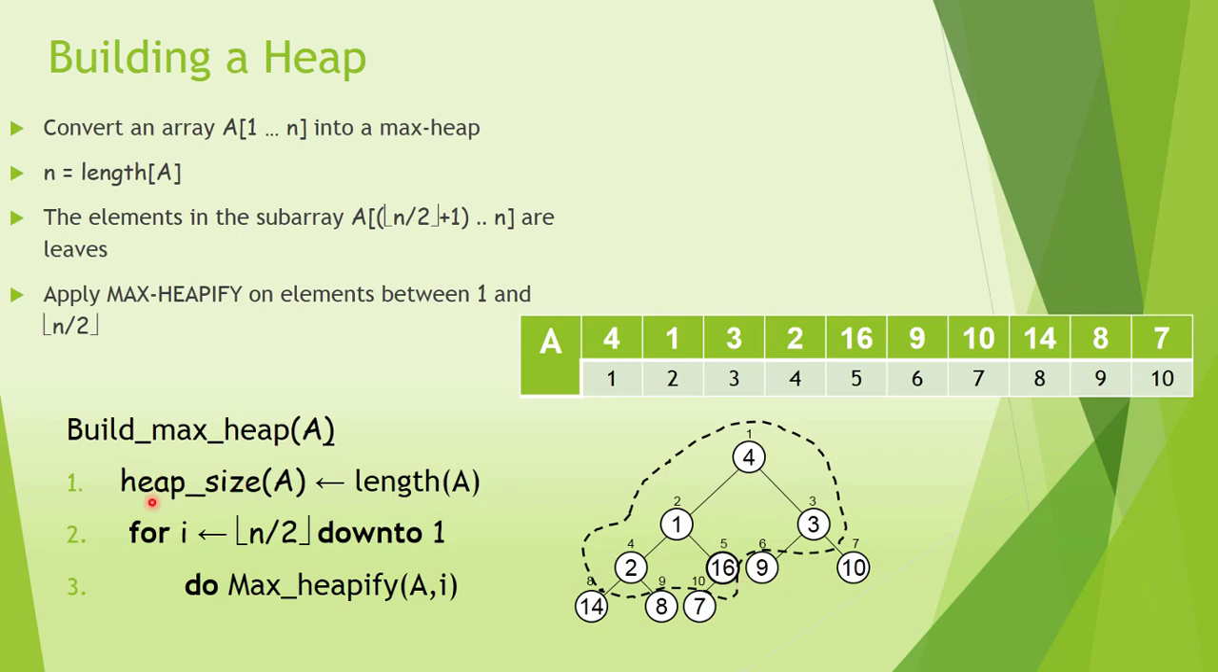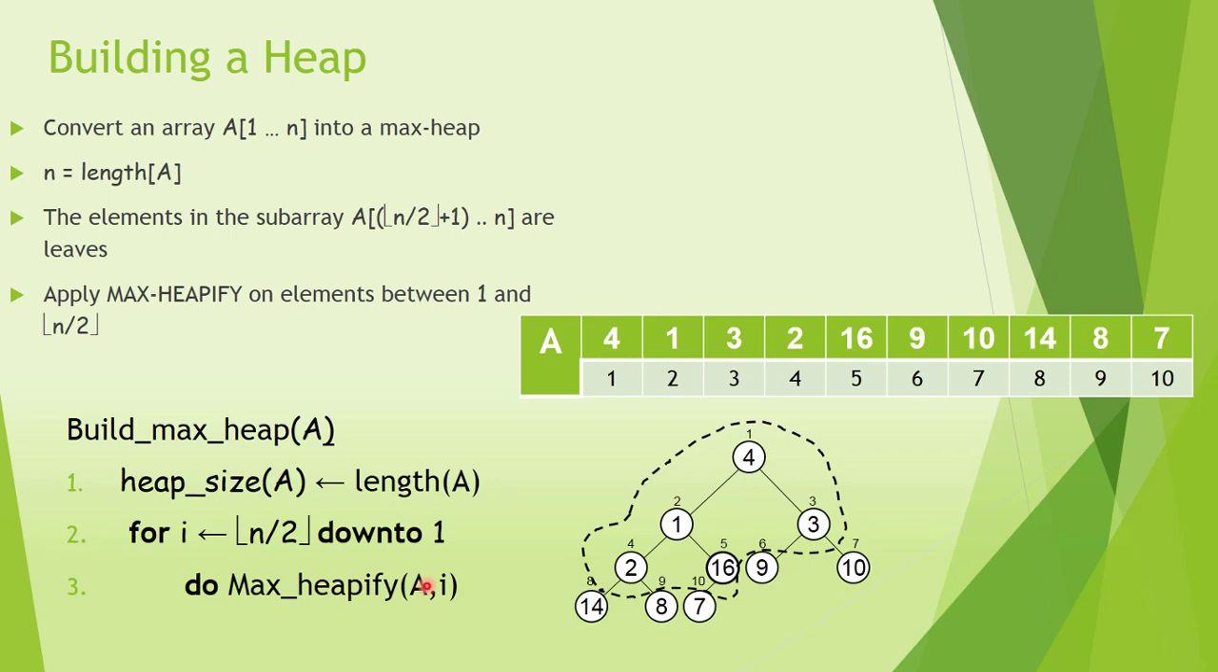So this is the algorithm. Heap size is initialized as length of A. Length of A is 10, so heap size will be 10. Here the for loop will iterate from n by 2 down to 1. The initial value of i in this example will be 10 by 2, that is 5. So the i value will be iterating from 5 to 1, and at every step we are doing max-heapify of A comma i.